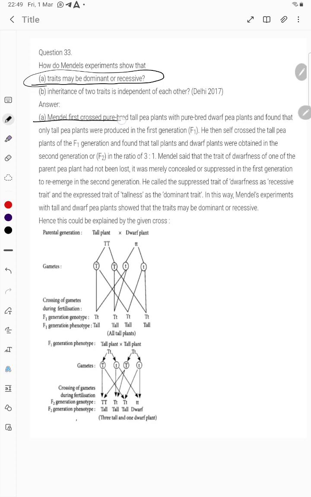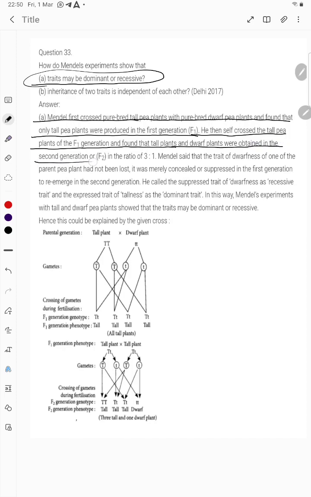So Mendel first crossed a pure bred tall pea plant with a pure bred dwarf pea plant and found that only tall pea plants were produced in the F1 generation. Then he self-crossed the tall plants of the F1 generation and found that tall plants and dwarf plants were obtained in the second, F2 generation in a 3:1 ratio.